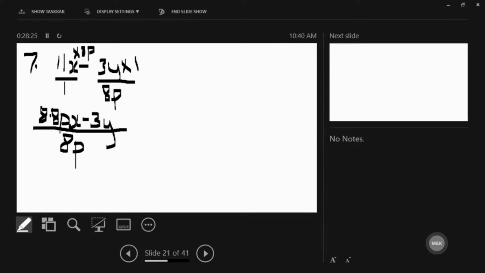And that's our answer. Even though the 8p could go into the 88p, we can't do that because it can't go into the negative 3y. We cannot subtract 3y from 88px. We just can't. They are different terms. They have different variables. So there's nothing more we can do to simplify this fraction. This is as simple as it gets.